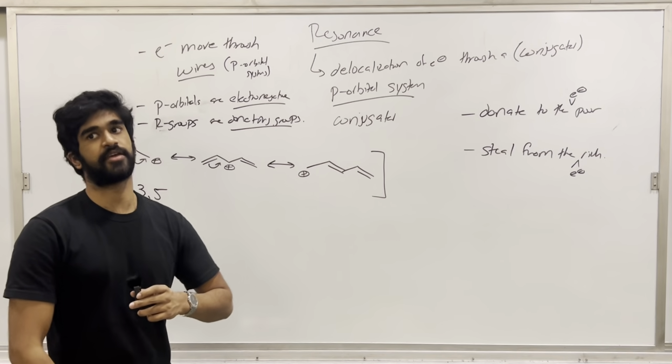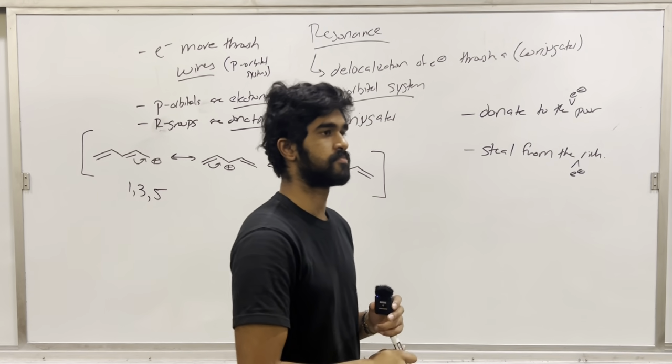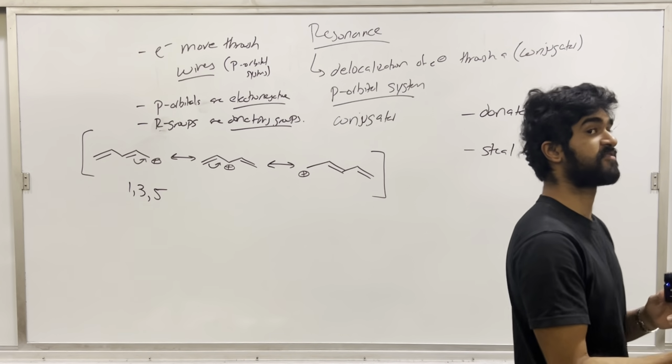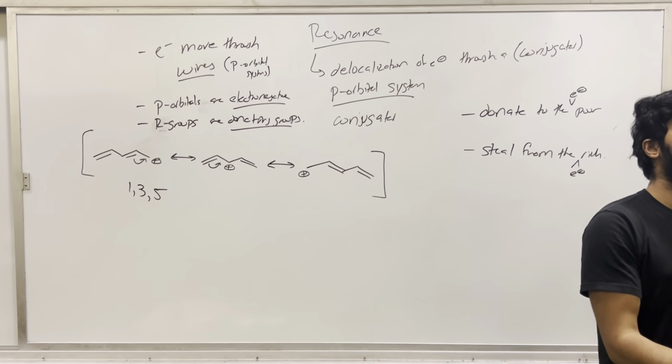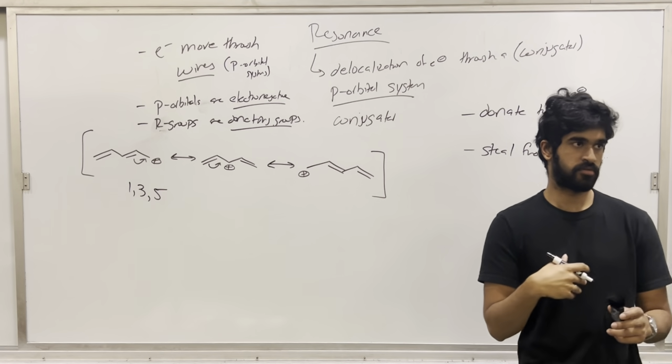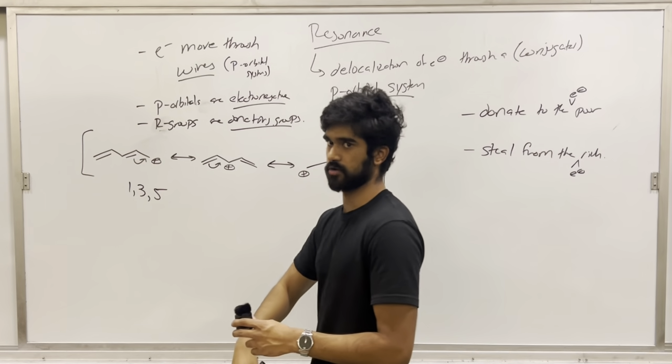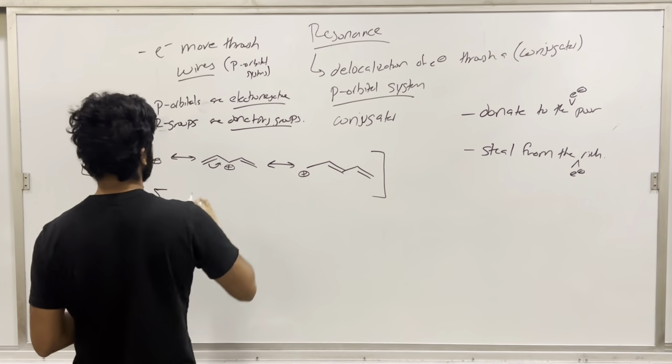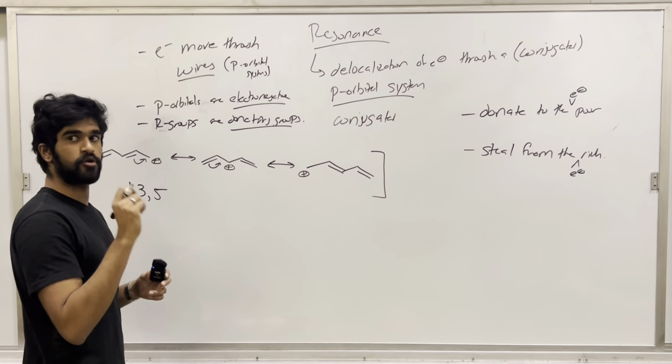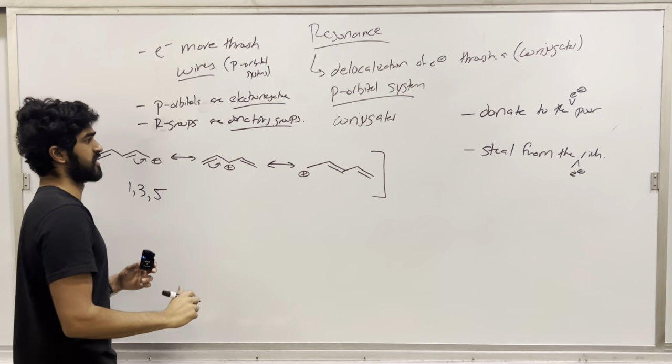R groups are donating groups. What's the opposite of a donating group? Givers. A withdrawing group. Donating groups and withdrawing groups. So R groups are donating groups. And if R groups are donating groups, let's take a look at what's donating here.